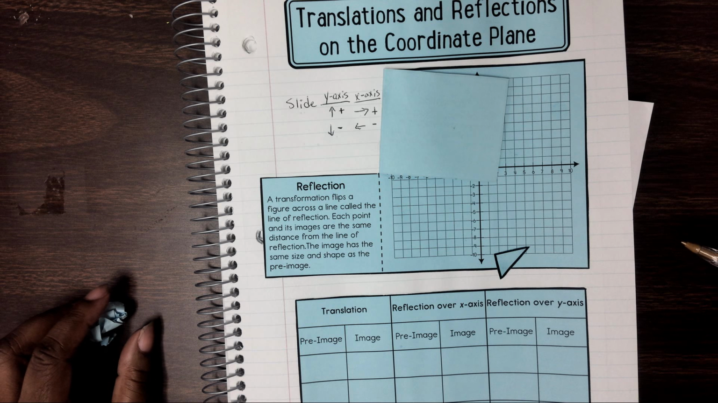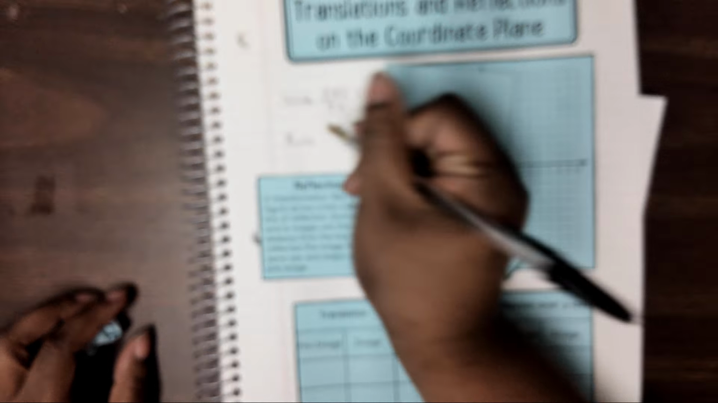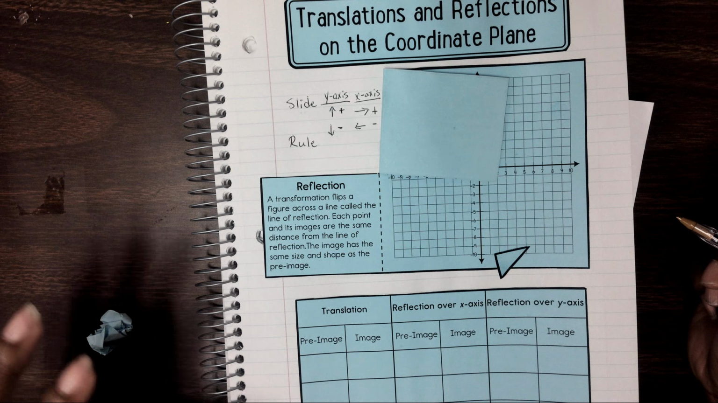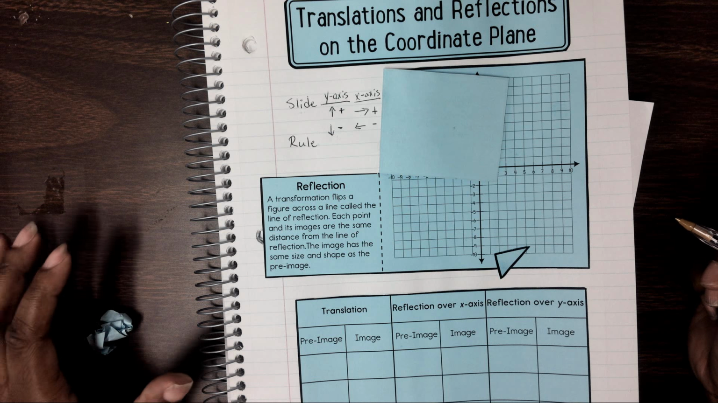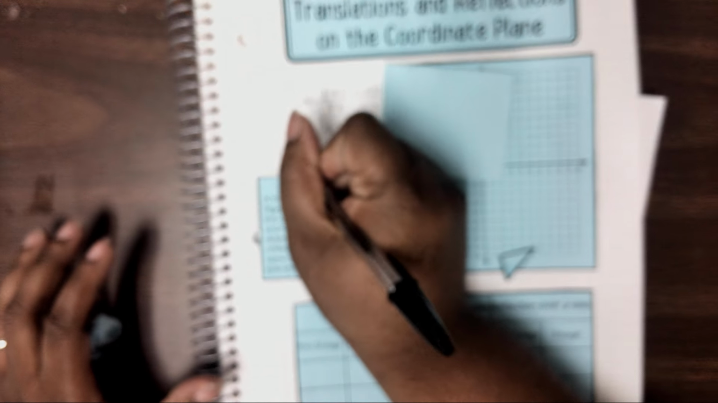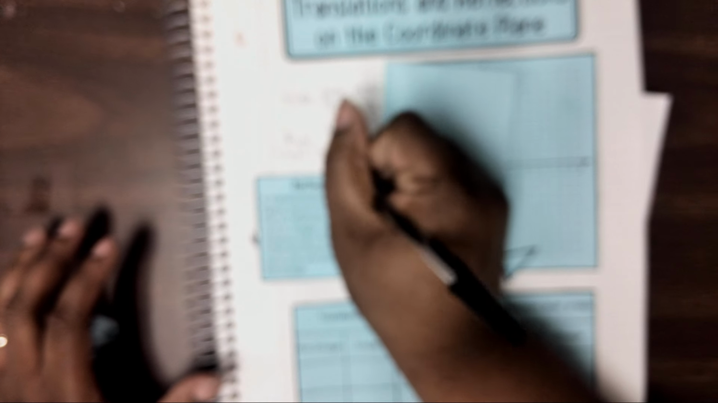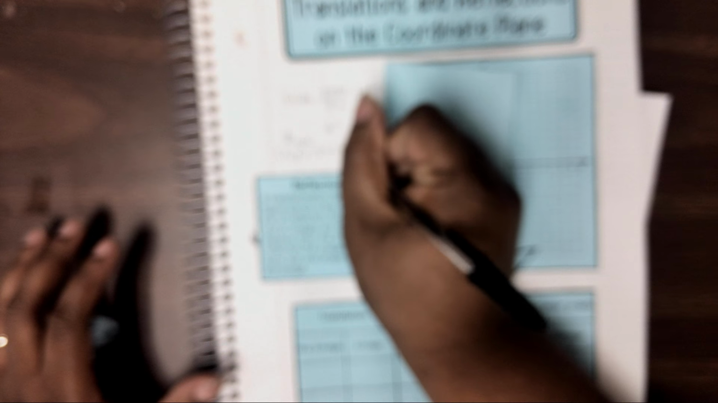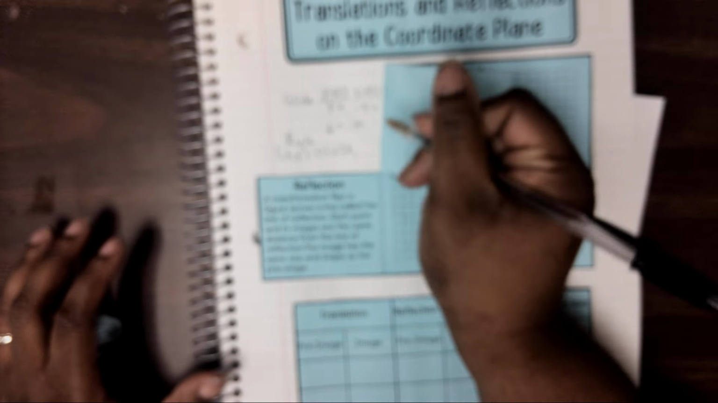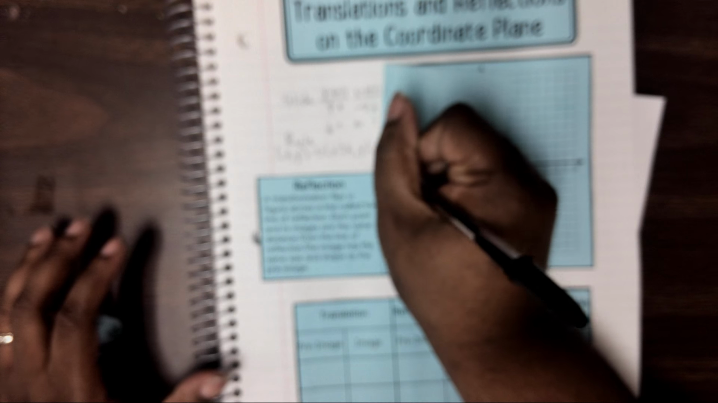In regards to our rule, and I will tell you, you will hear the word rule and algebraic representation, but please understand that that means the same thing. So when we have the rule, it always starts with x comma y, transforms to x plus or minus k, because again it depends on your direction. Y is going to be plus or minus j.